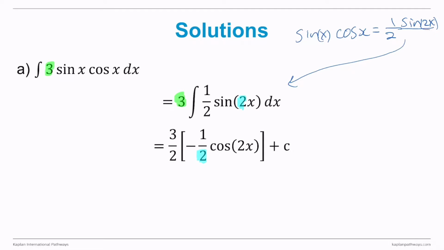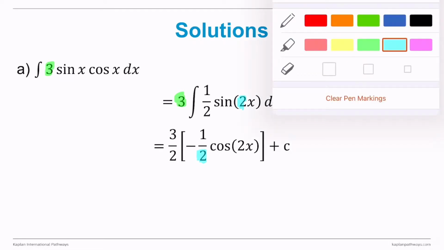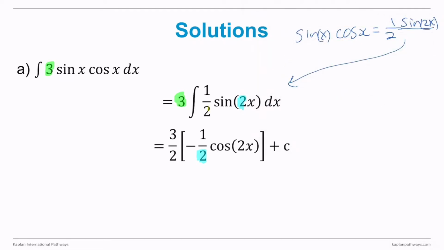And this to here, this to here, yeah, it is outside now. So the yellow one just goes out because it's 1/2, it doesn't matter, right? And if we want to finish this off, we can say this equals minus 3/4 cosine 2x plus c.